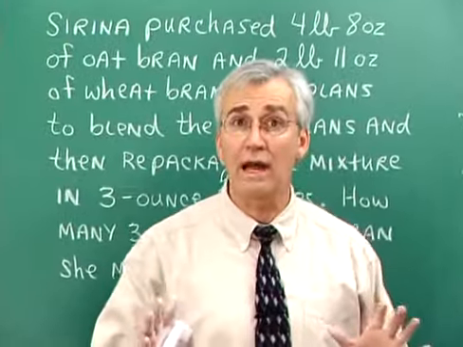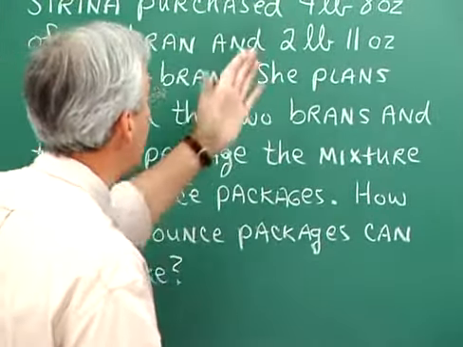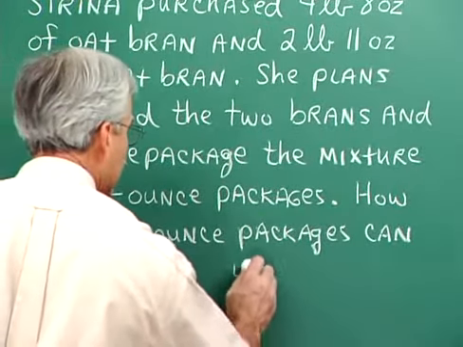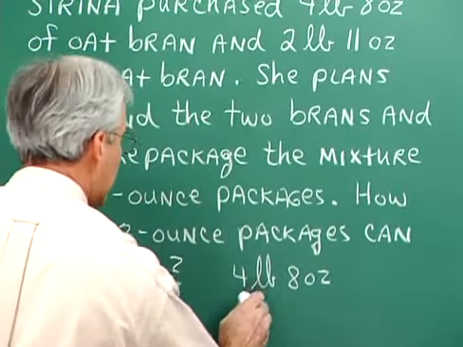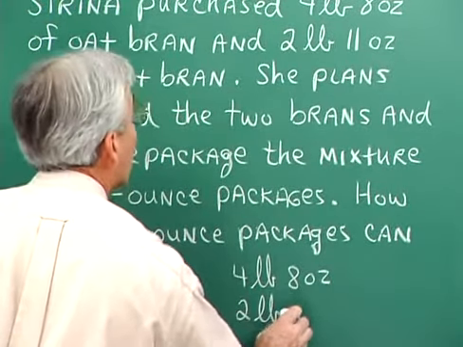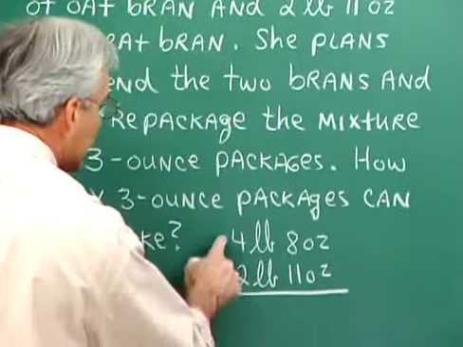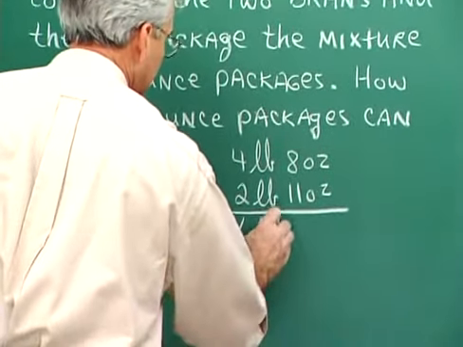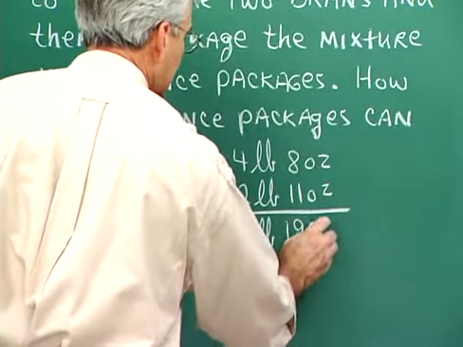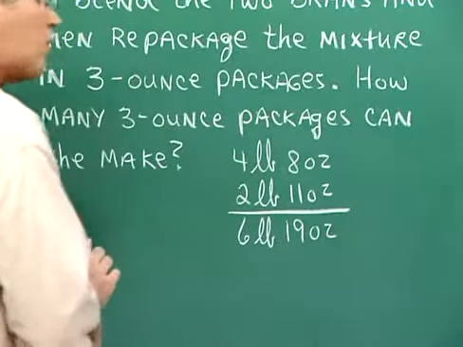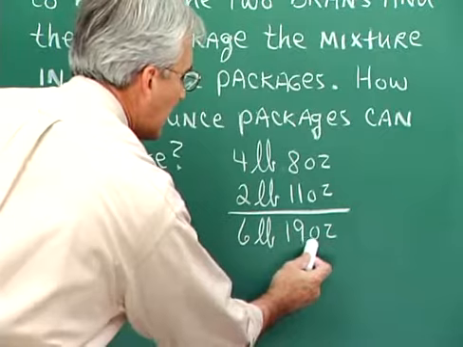Now, to show that mathematically, we just add these together. That is, we're going to add the 4 pounds, 8 ounces, and the 2 pounds, 11 ounces to get, well, let's see, 4 and 2, 6. So we get 6 pounds, 8 and 11. Gee, that's 19 ounces.